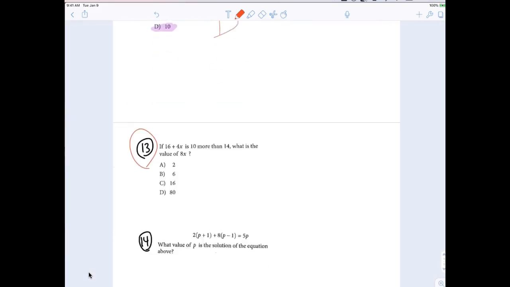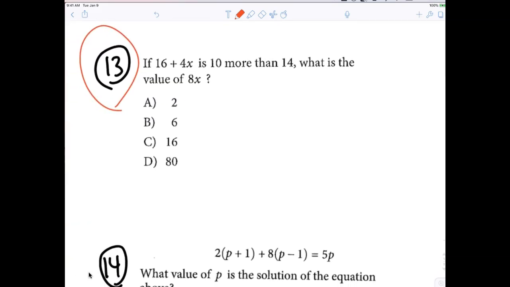Very good. All right. And 13. Okay, this is for you. Read it. If 16 plus 4x is 10 more than 14, now, what's 10 more than 14? 10 more than 14 is 24. Right. So we're going to write an equation. What would my equation be?